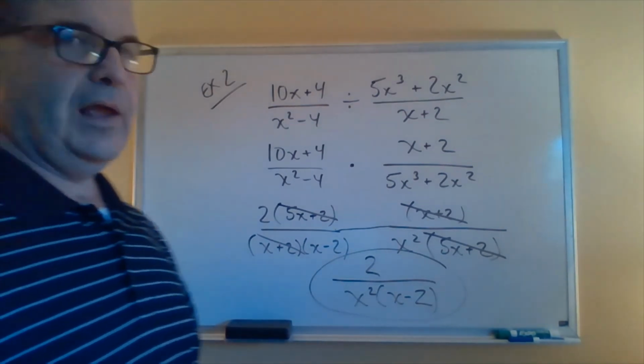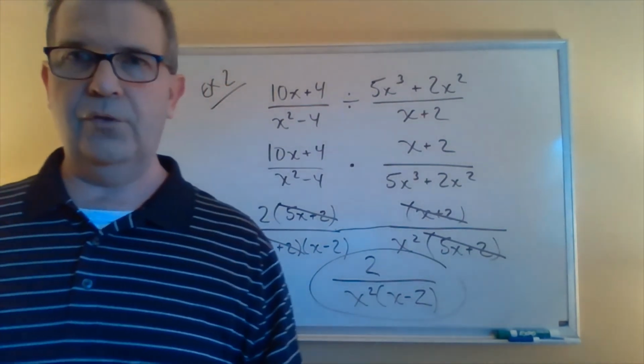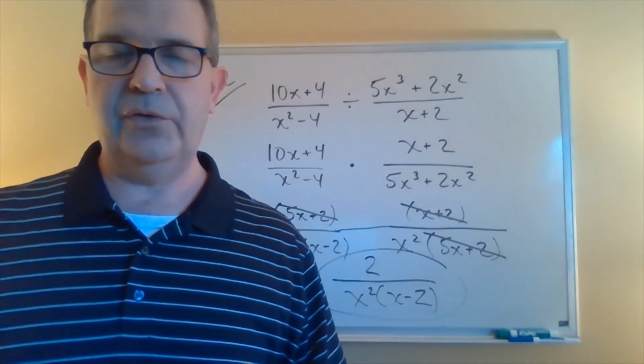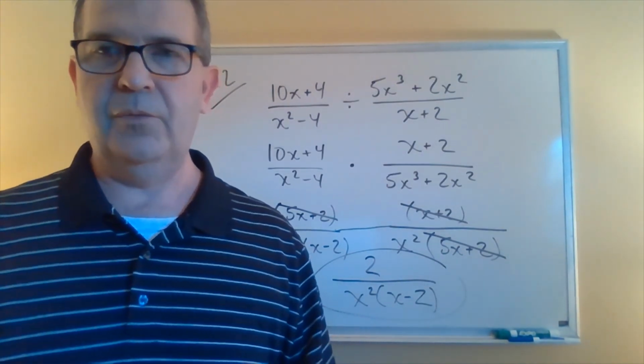So hopefully those two examples show you how to work through those 4 steps when you're dividing rational expressions. If you run into any troubles, please email me. Otherwise, go to your homework.